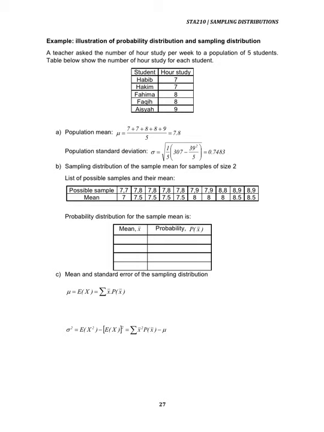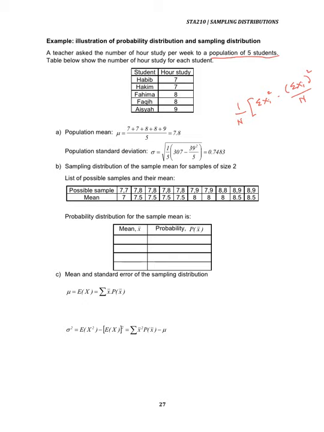Since this example states that the population is equivalent to 5, we calculate the population mean. You just add up 7 plus 7 plus 8 plus 8 plus 9 divided by 5. We get mean equals to 7.8. And then the population standard deviation, the formula is 1 over capital N times the square root of summation of xi square minus summation of xi squared over N. We get 0.7483.